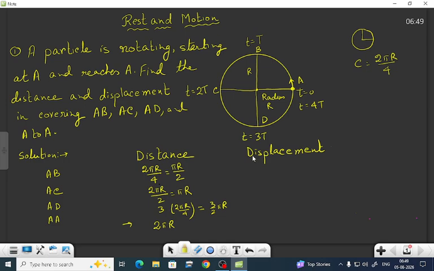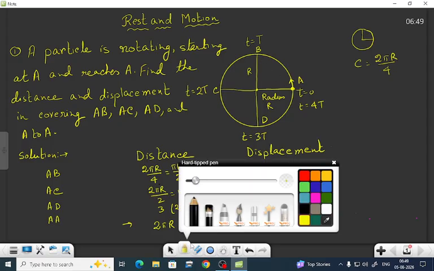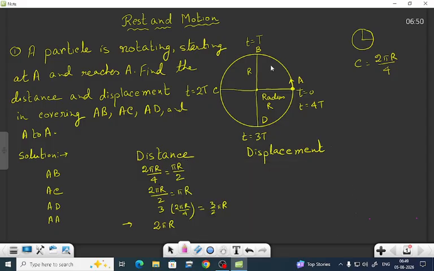How to find the displacement? Displacement is the shortest distance from the initial point to the final point. First we will find A to B. So the distance will be this one. Here the distance will be the displacement we are finding. This is the displacement.